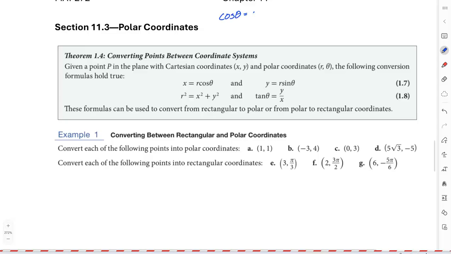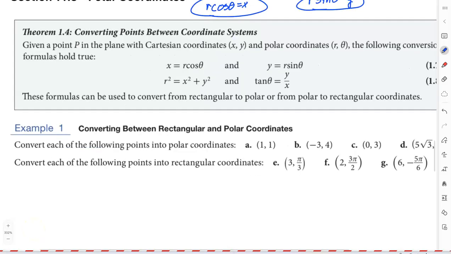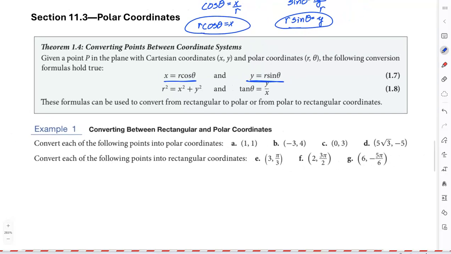We know that cosine theta is equal to x over r, so if I solve that for x, I'll get r cosine of theta is equal to x. So now I have a replacement for x. And then we know that sine of theta is equal to y over r. So if I solve that for y, I'll get r sine of theta is equal to y. So that's where these two are coming from: x equals r cosine theta and y equals r sine of theta.